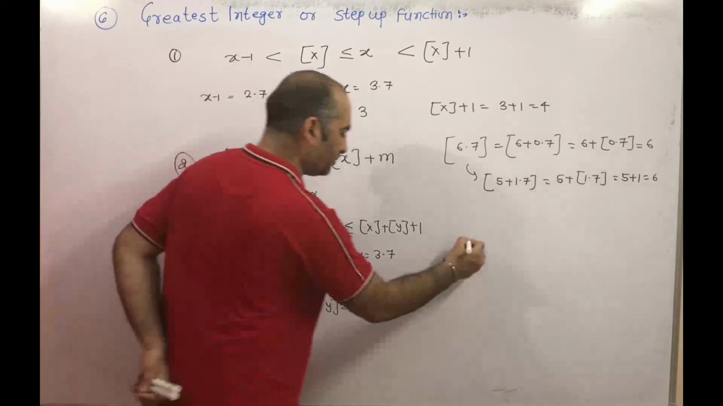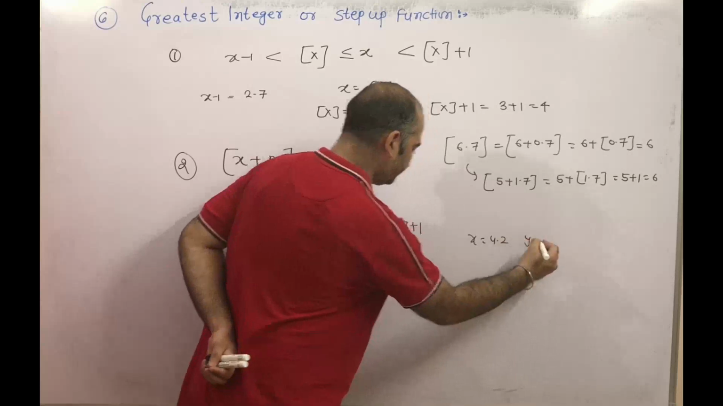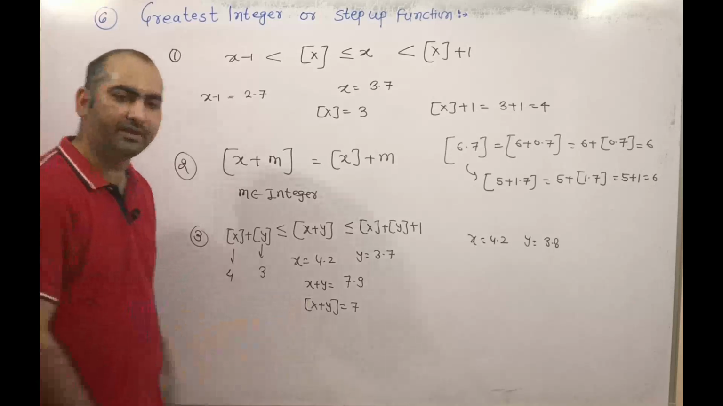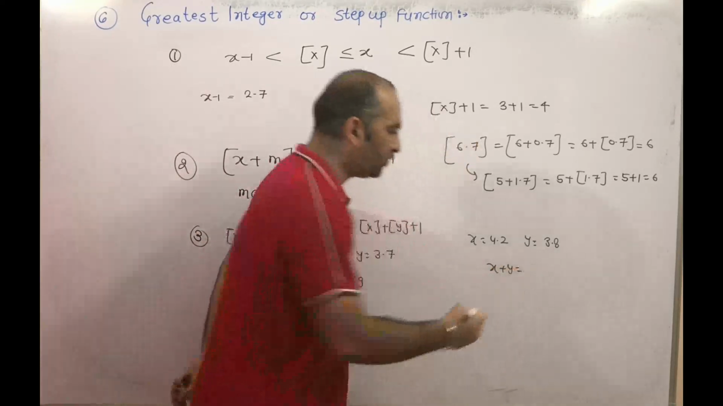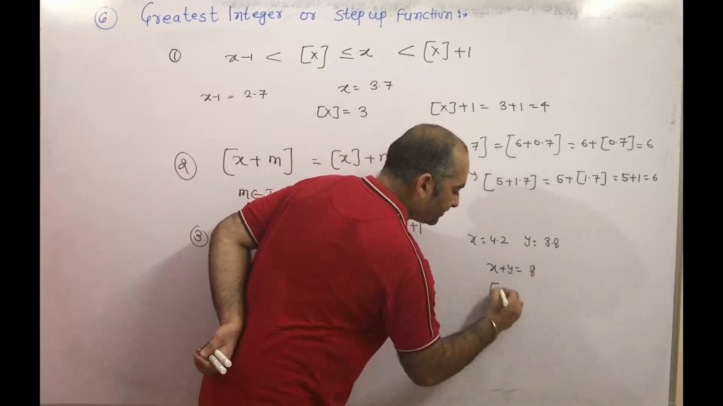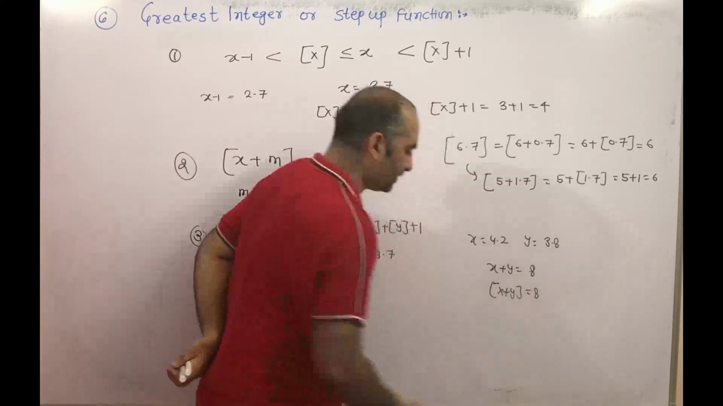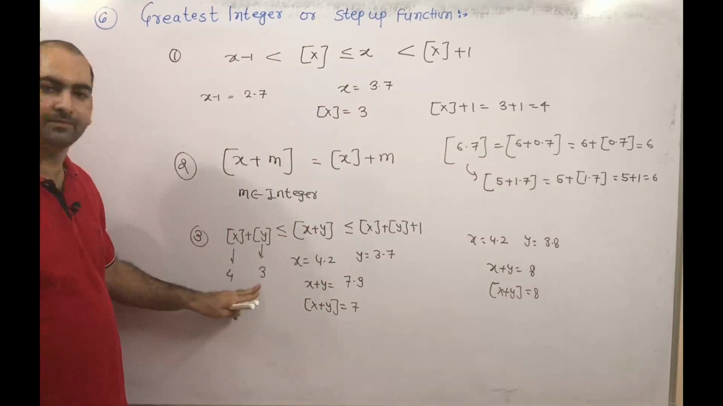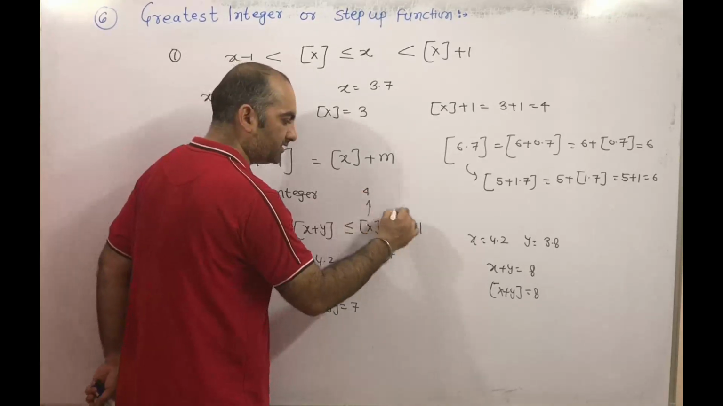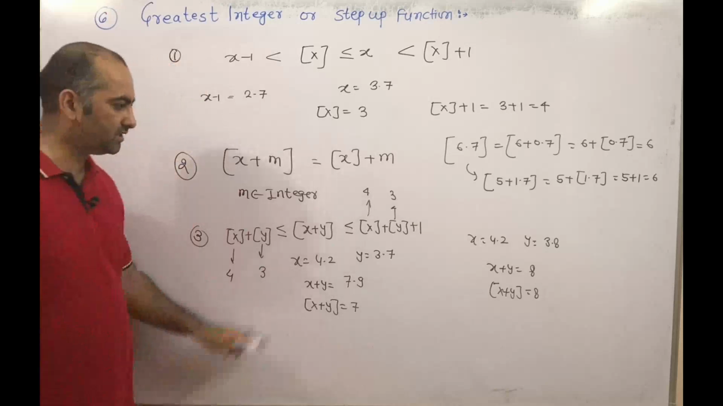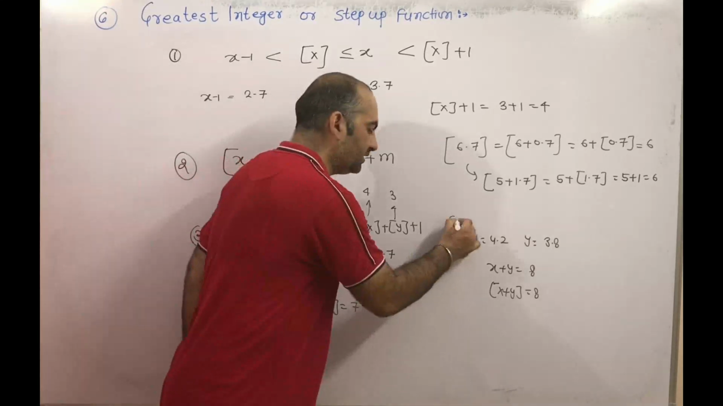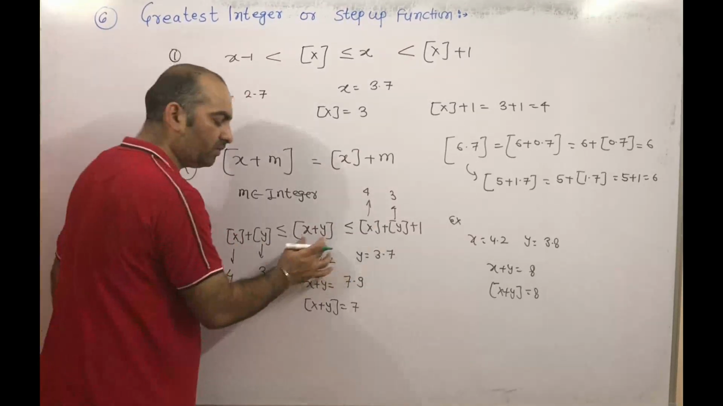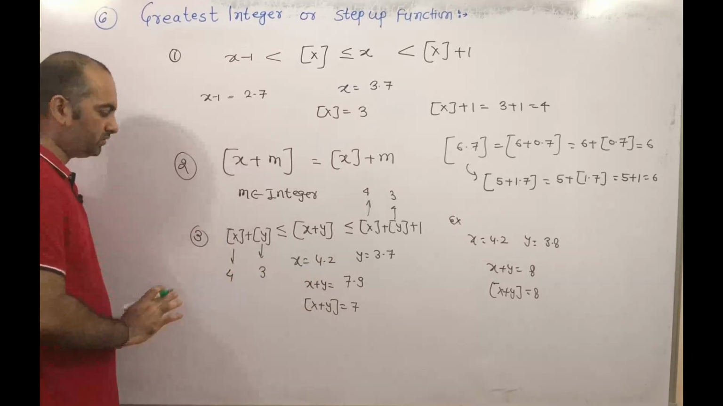Now if I take x is 4.2 and y is 3.8. So in this case what will happen? x plus y is 4.2 plus 3.8, which is 8. So the greatest integer of x plus y is 8 only. The greatest integer of x is 4 only. The greatest integer of y is 3 only. So here this is 4, this is 3, and this is 1. So you can say this is 8. In this second example, this is 8, this is 8, and this is 7. So in this case, these two are equal, and this one is greater than this one. So this is the third property.